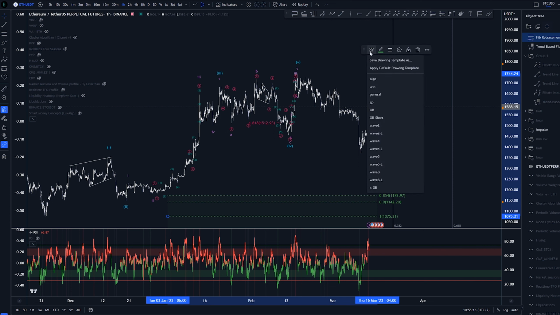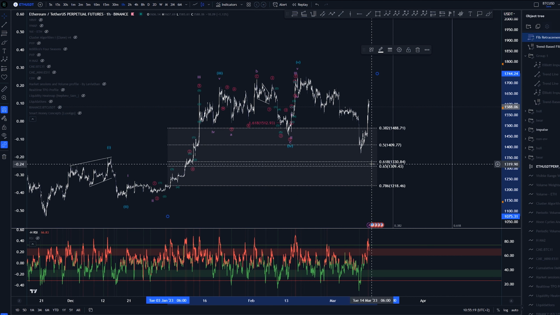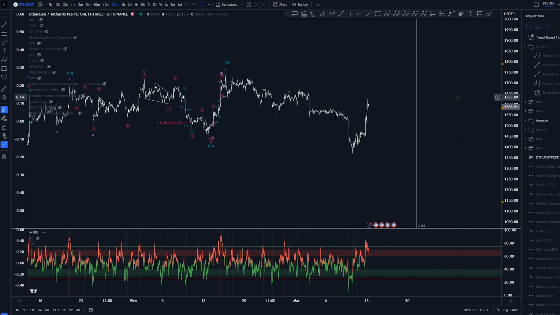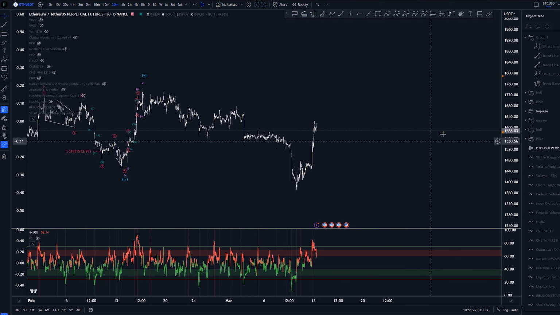Let's take a look at where we actually landed up in here. We did not hit the golden pocket. We did go past the 50%. That is fine. Now, let's take a look at where we were last time when we were talking about ETH.